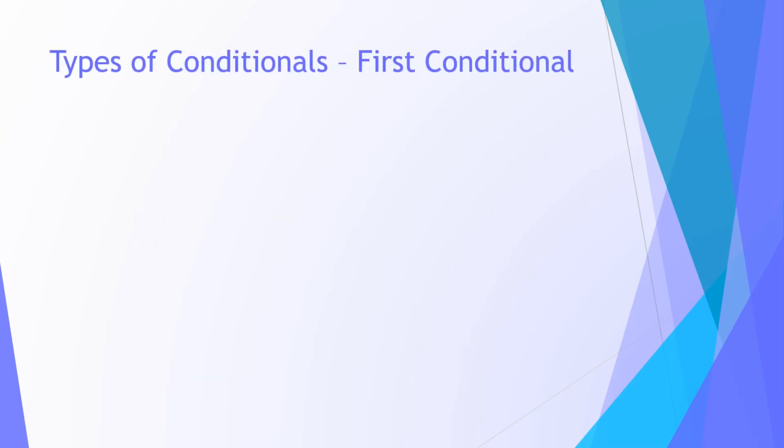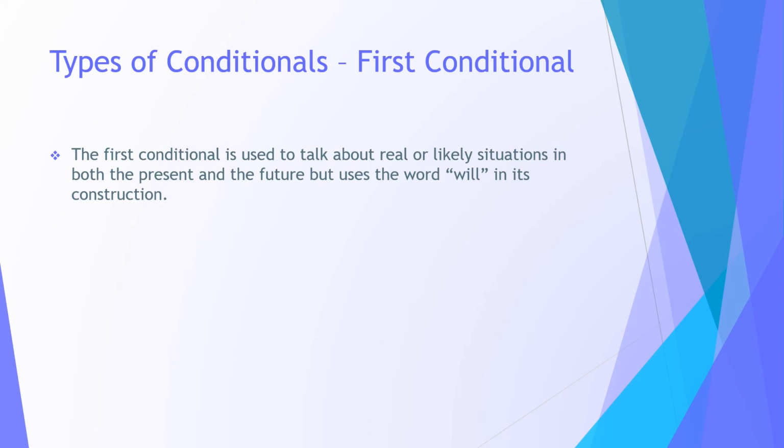Now, next up we have the first conditional. And the first conditional is a little more complicated, but still easy to form. It's used to talk about real or likely situations in both the present or the future, but uses the word will in its construction. The example that I've got here is if I see her, I will tell her. Let's look at this in a little bit more detail.